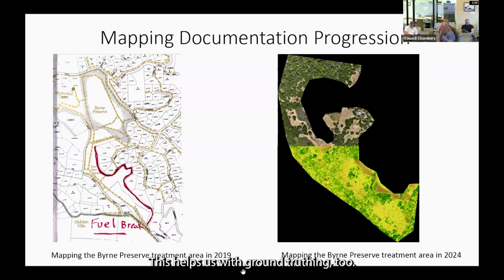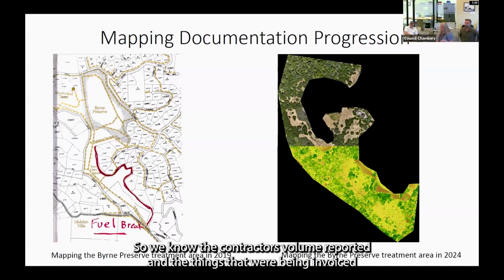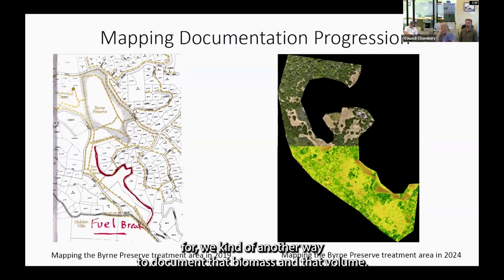This helps us with ground truthing too. So we know the contractors' volume reported and the things that we're being invoiced for. We've got another way to document that biomass and that volume. Next slide.